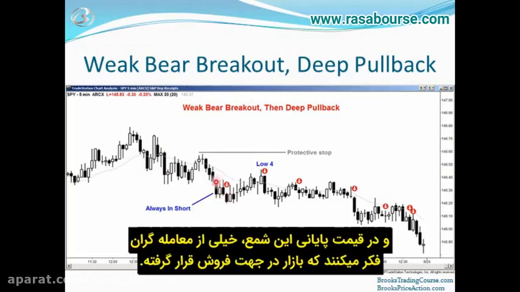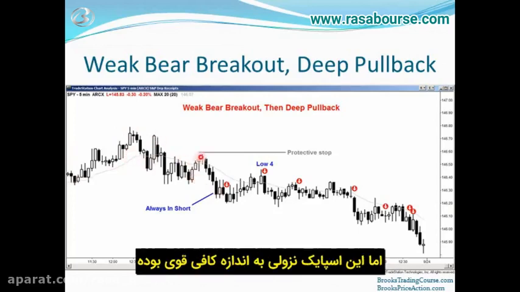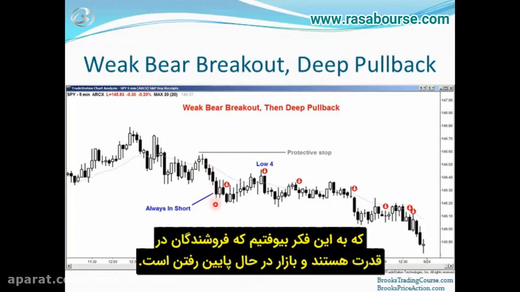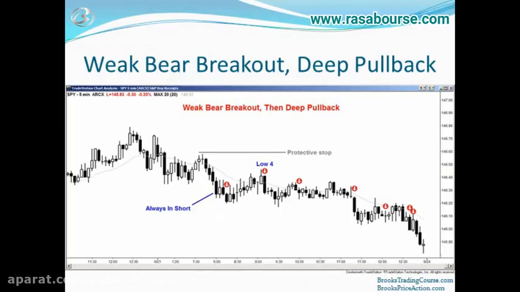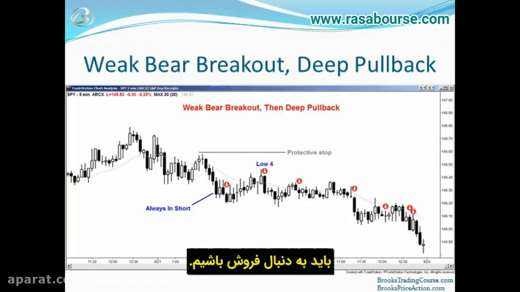And at this point, by the close of this bar, most traders would say, yeah, I think it's always in short. It was in a bull leg up here and then a pretty good bull leg here, some buying here, but this strong 4 bear bar spike was enough to make me think that the bears have control and that the market is going lower. When the market's always in short, what do you do? You got to look to get short.